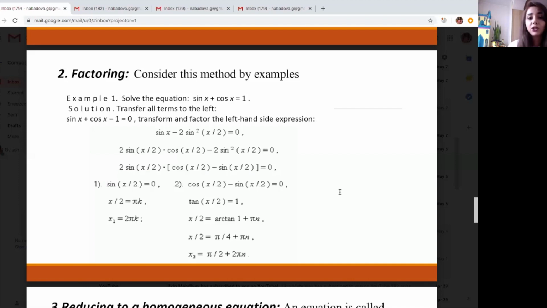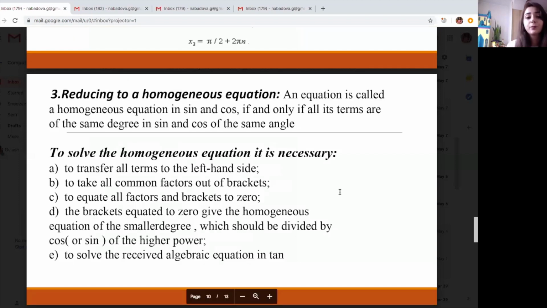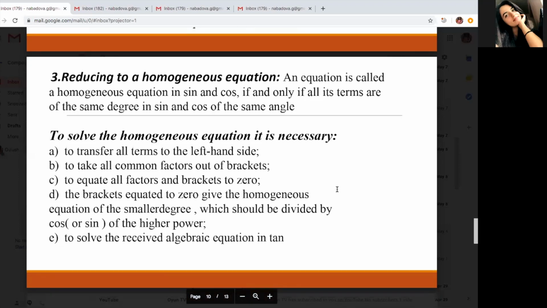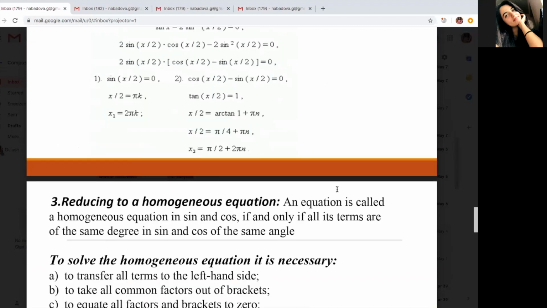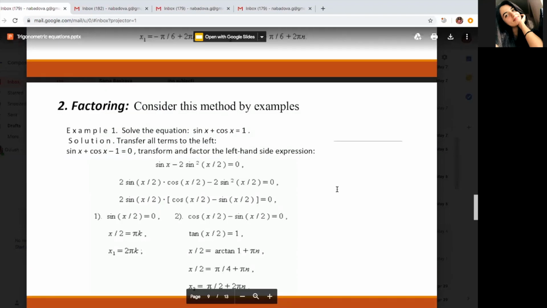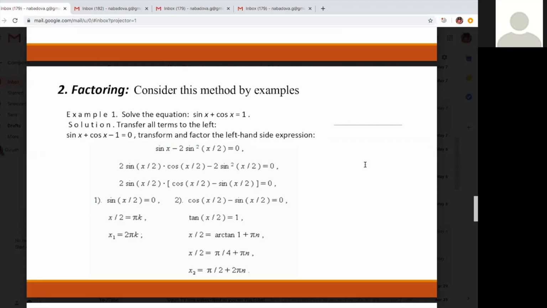Reducing a homogeneous equation. Please continue. Yes, second, factoring. Reducing to a homogeneous equation. To solve the homogeneous equation, it is necessary: A.